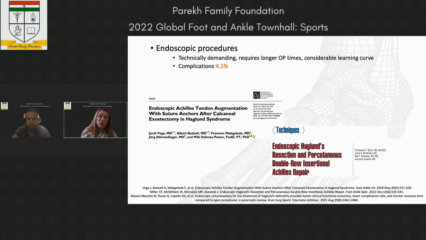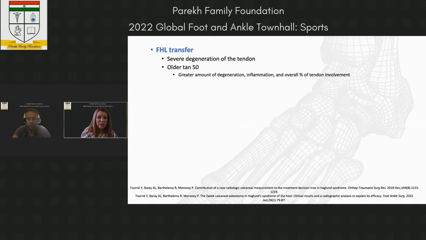So complications are still pretty high, 4.1. Failure is a lot less, 1.8, but return to play in these patients is cut in half compared to the open procedures. It's about 12 weeks.